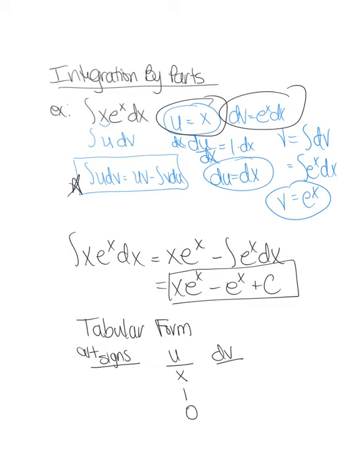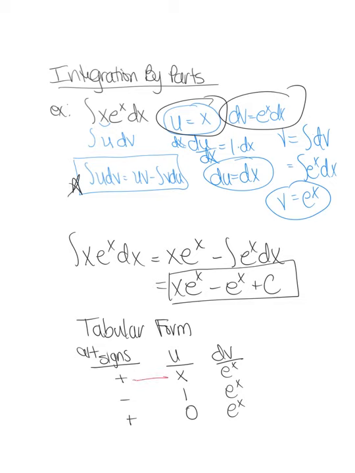Then we'll go over and put our dv, and we're just going to use e to the x as a shortcut notation. When we integrate e to the x, of course, we get back e to the x again, and when we integrate it another time, we're going to get back e to the x. Alternating signs just simply mean plus, minus, and plus. And then we can read our answer directly off of our table, and this is how it works.